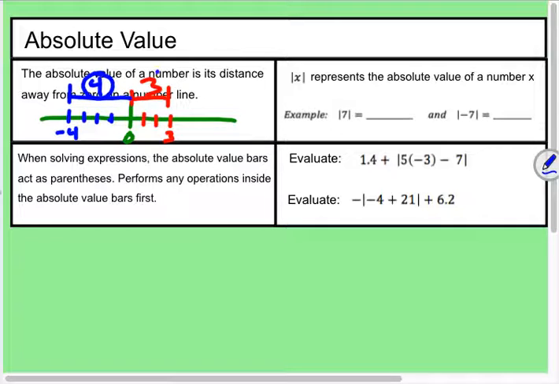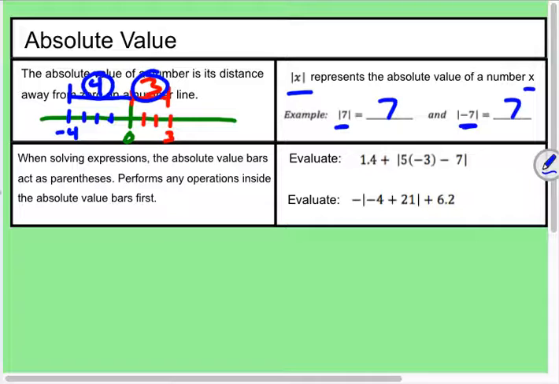Distance is always positive. So when you're working with absolute value, no matter what the number is, when you take the absolute value of it, you make it positive. For example, absolute value of x represents the absolute value of the number x. Here we have the absolute value of 7. Well, 0 to 7 on the number line is 7 units. 0 to negative 7 on the number line is also 7 units. So whenever you take the absolute value of a number, you make it positive.